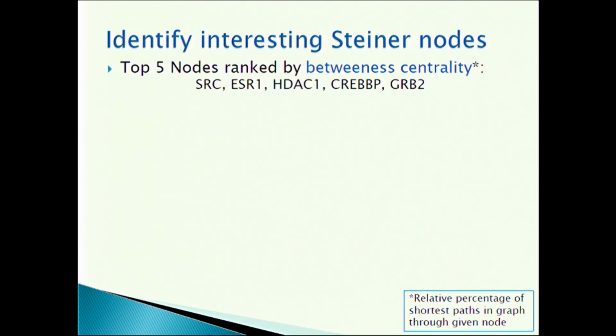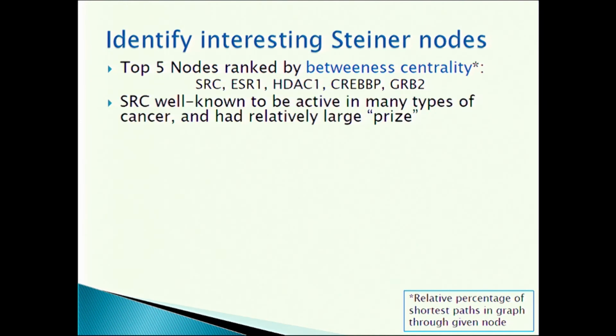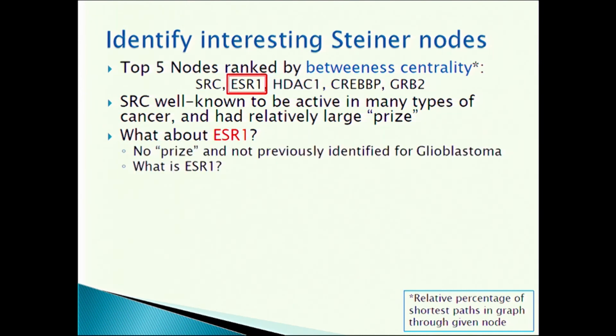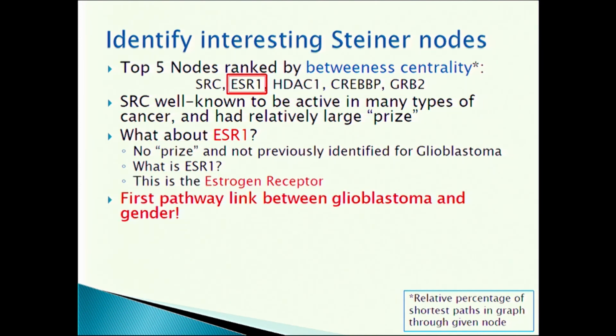So, five nodes ranked by centrality. The first one is well known, we had given it a relatively large prize. How about the second one? There was no prize, not previously identified for glioblastoma. So what is it? It's the estrogen receptor. So this is the first pathway link between glioblastoma and gender. You remember, it was four times as common in men as in women. There was no pathway link, no explanation, okay?